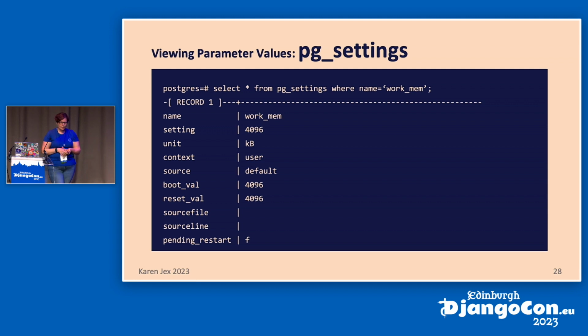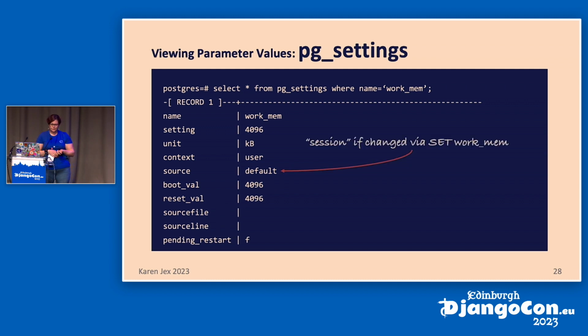This is another example from pg_settings, this time for work_mem. And this time you can see that the source is default. Okay. So that means it hasn't been changed. If you set that via, for example, a SET work_mem, then that default will change to session so that you know that it's relevant just in this particular session.